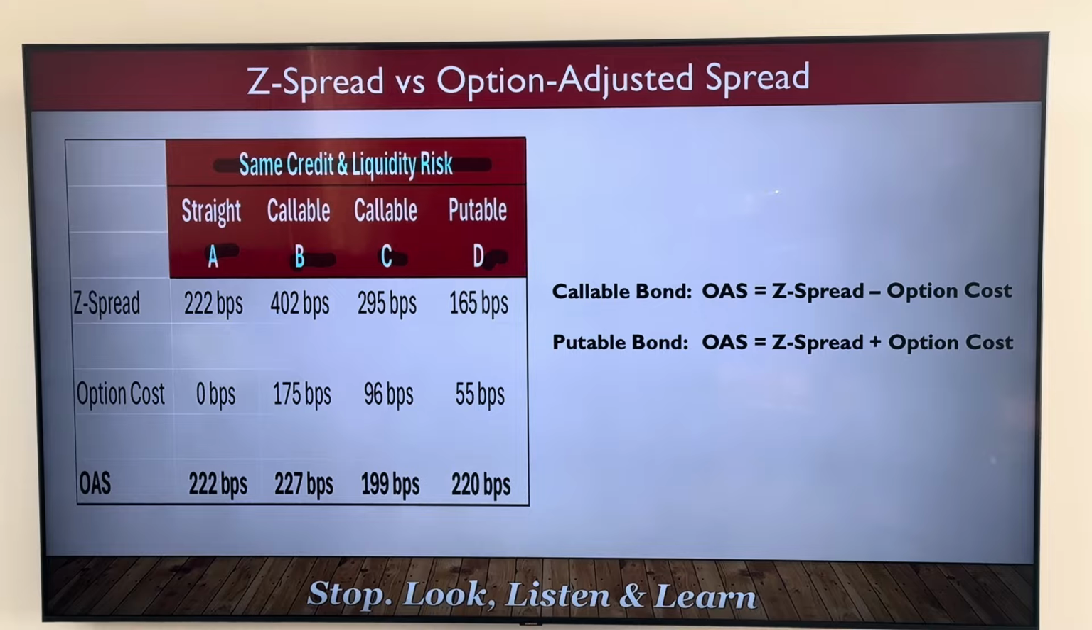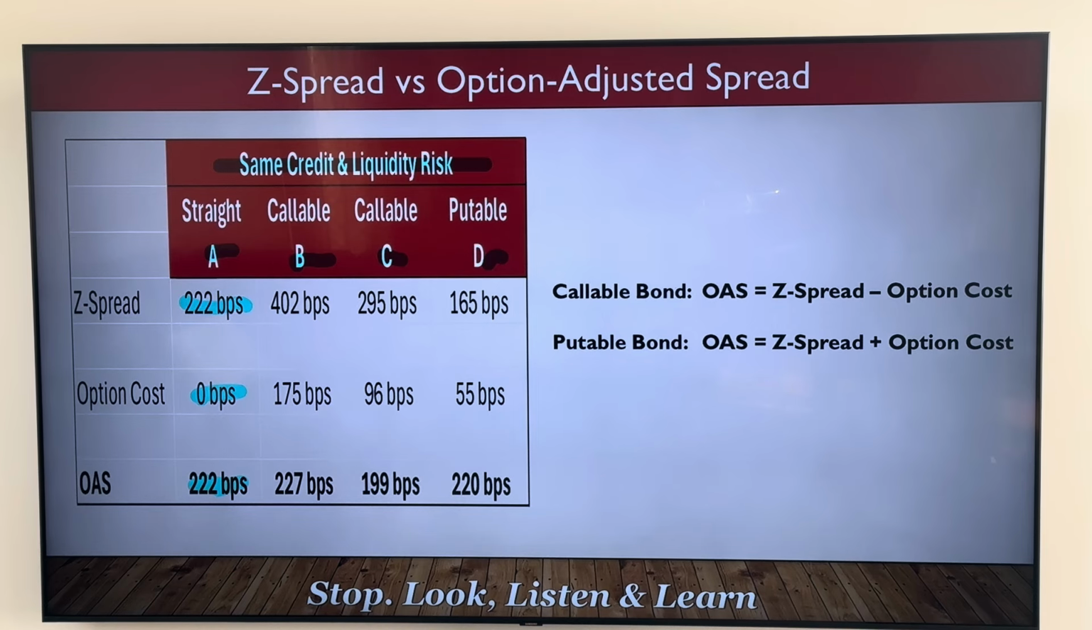So let's look at bond A first. The Z spread for bond A is 222 basis points, or 2.22%. And because bond A is a straight bond, meaning that it does not have any options embedded in it, the cost of the option is going to be 0. So that means that the option adjusted spread of the straight bond is going to be equal to the Z spread.